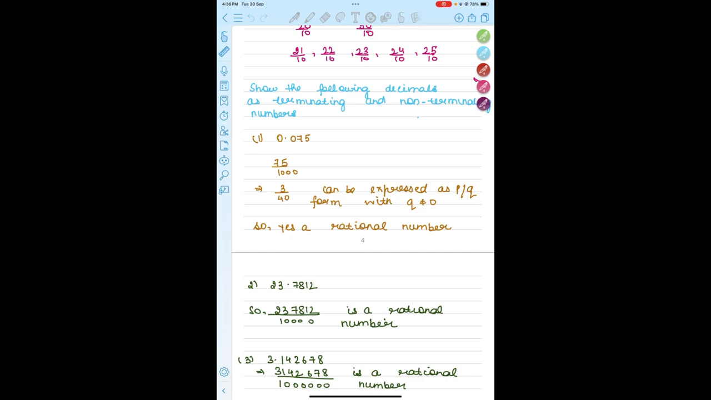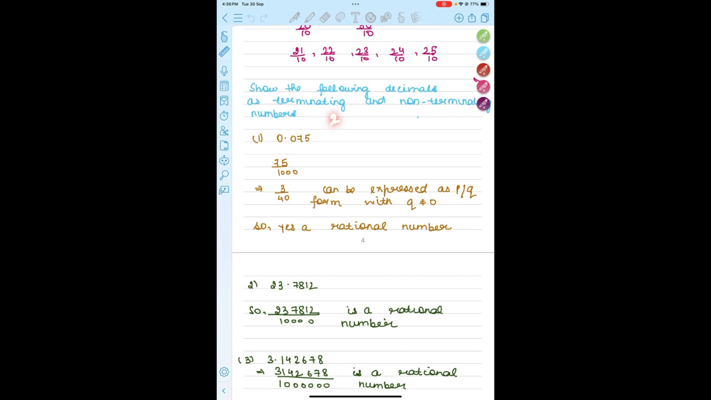Now coming to the next question which can be asked in this topic. Show the following decimals as terminating and non-terminating numbers. Now what is terminating and what is non-terminating? As the name suggests, terminating means that it has to terminate or end somewhere, and non-terminating does not end at any point. For example, 0.075, this decimal has come to an end at the third decimal point. But if it had been 0.0756789 dot dot dot, it is not coming to an end. That means it will still continue.